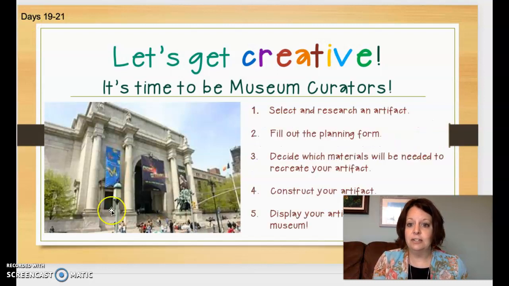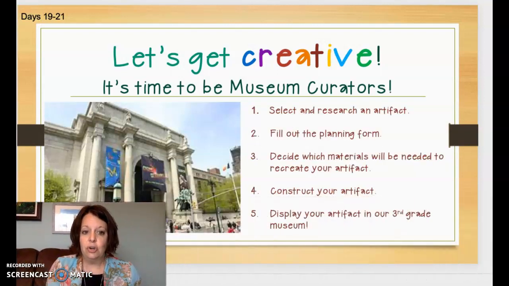So what we're going to do here is show you how this is laid out. You're going to select and research an artifact so you can learn more about it. You're going to fill out the planning form, and you're going to decide which materials are needed to recreate the artifact. Then you're going to construct your artifact, and you're going to display your artifact at the 3rd grade museum, which will be on Flipgrid.